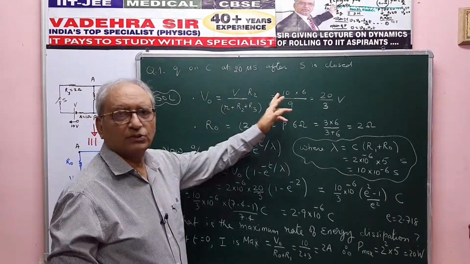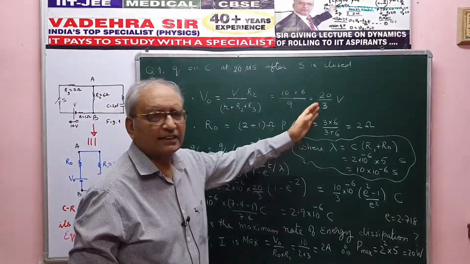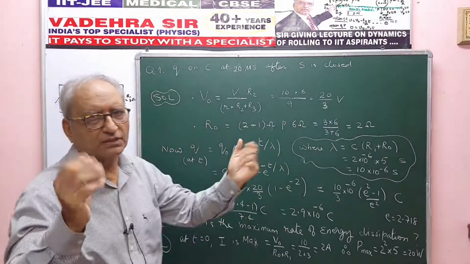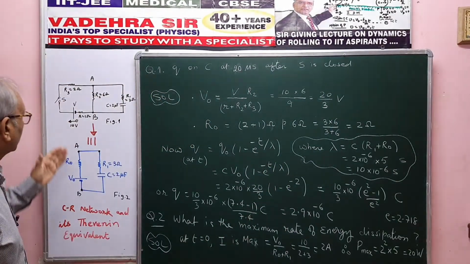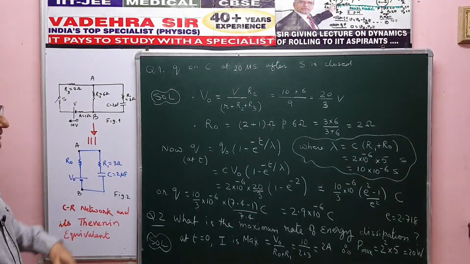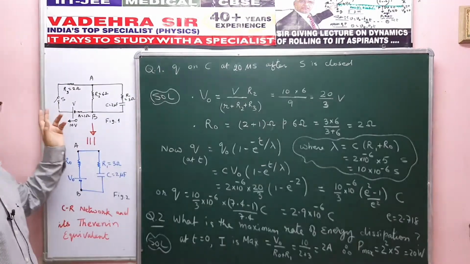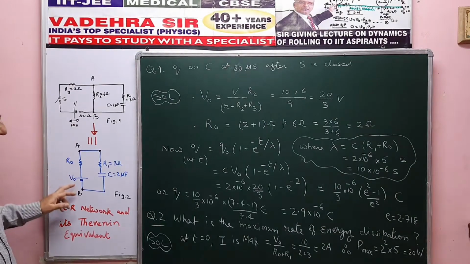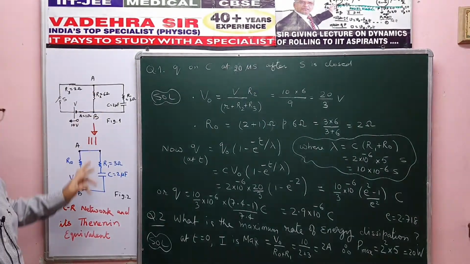So V into R2, 10 into 6 upon 9, well, that's 20 by 3 volts. So I've got the value of V0. V0 is 20 by 3 volts. Now to get R0. R0 is in series with V0. I'm reducing this to a single loop.